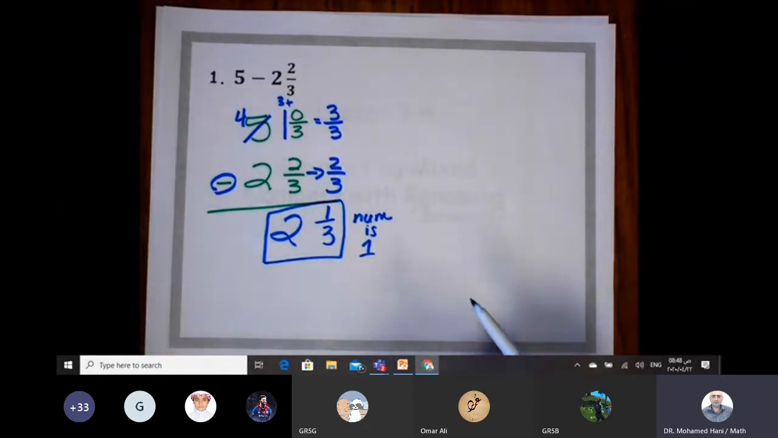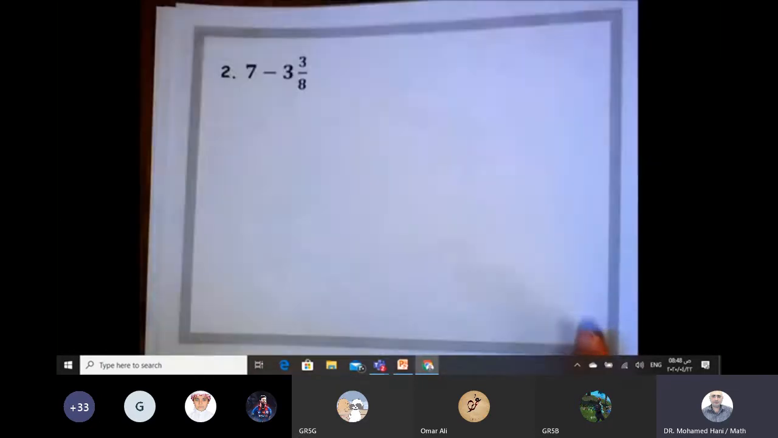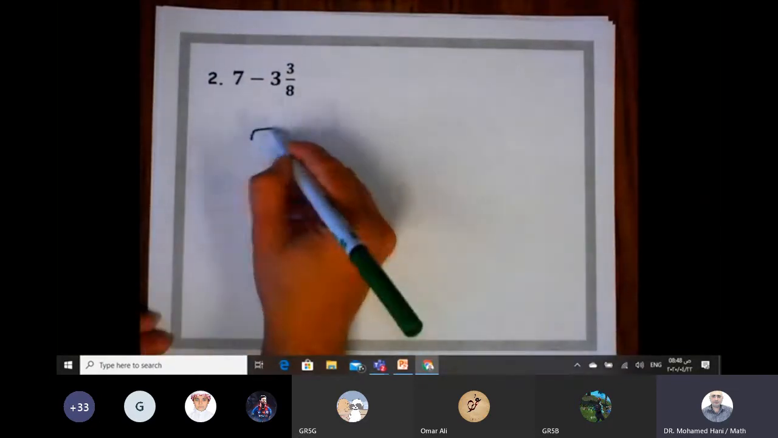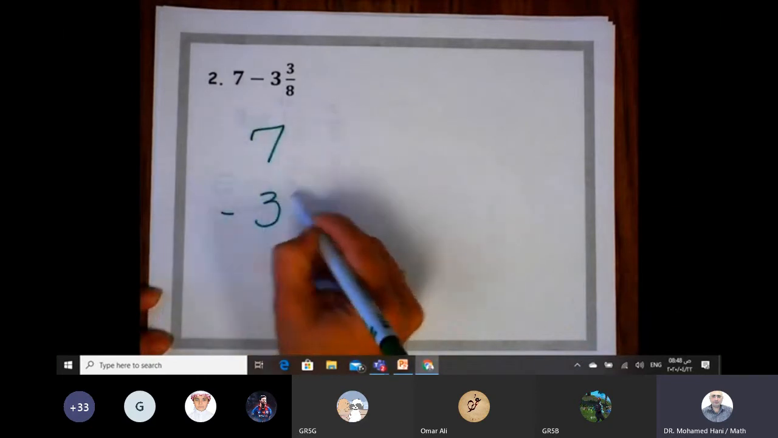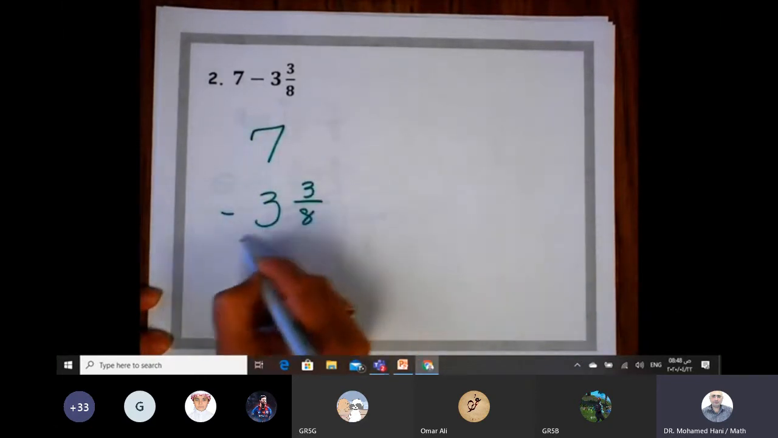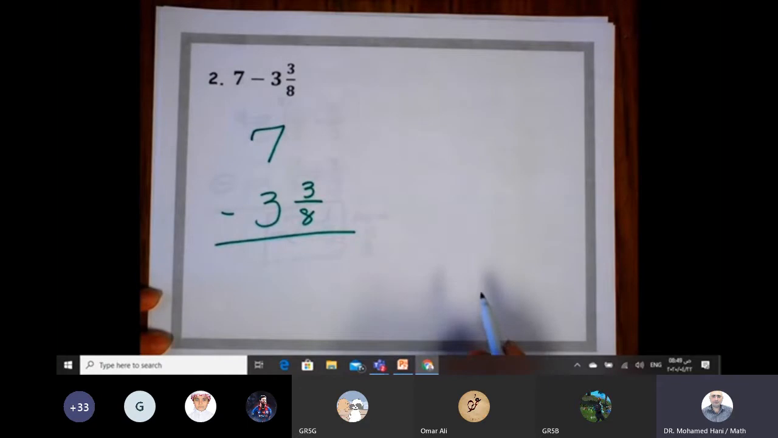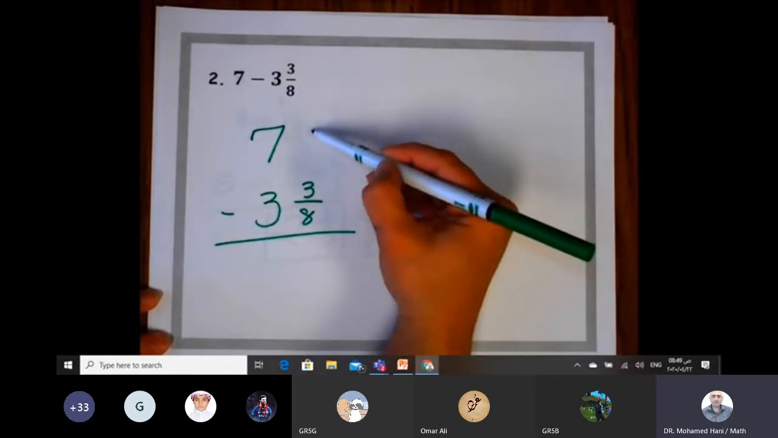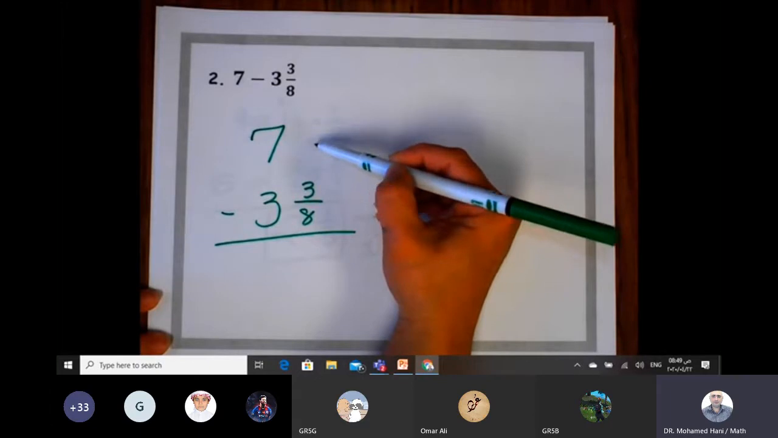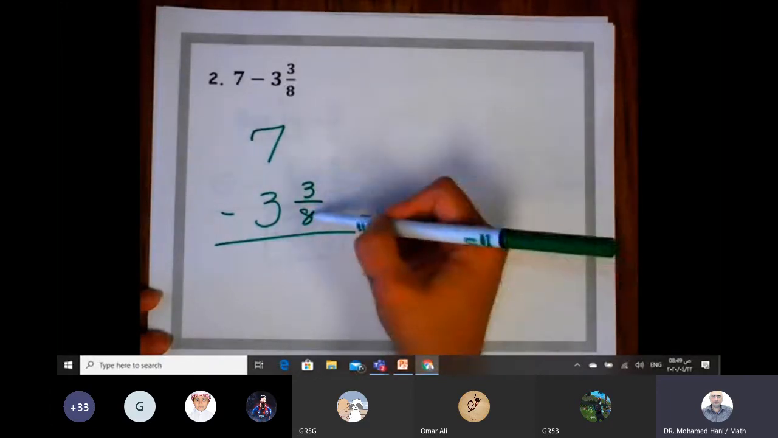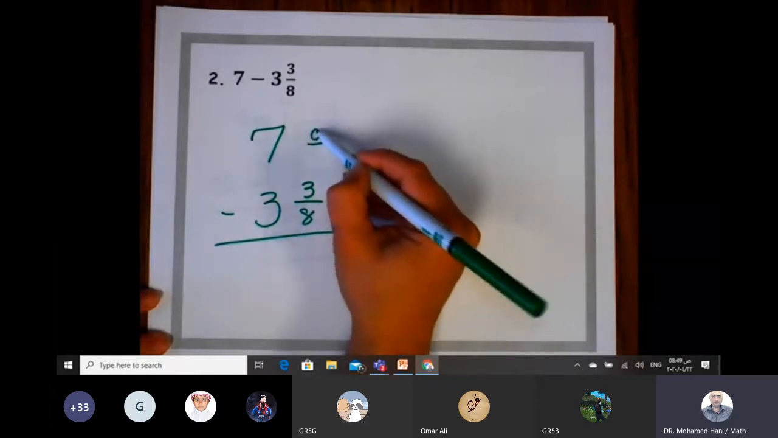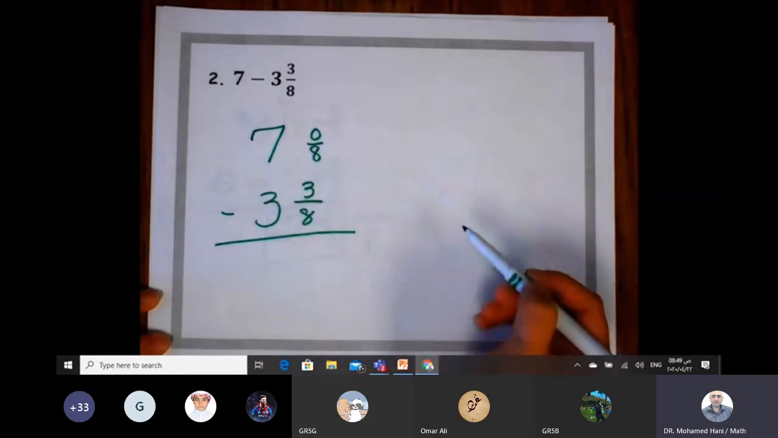Let's try another one together. Number 2, 7 minus 3 3/8. Notice there's not a fraction here for me to try to subtract from, so I'm going to have to add a placeholder. I already have a denominator of 8, so I want my common denominator to be 8. So I'm going to put 0/8.